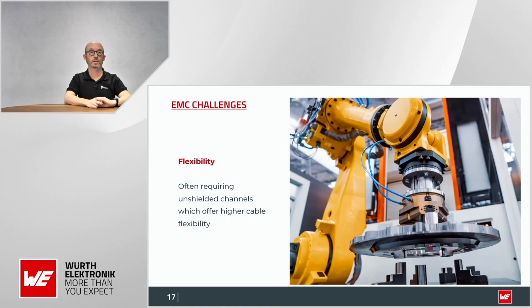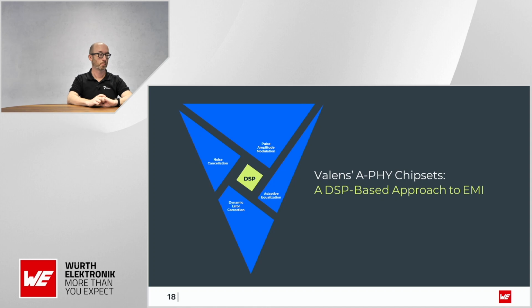A second challenge in this industry is the demand for flexibility, similar to the example with the doors feeding through a wire. Here, the picture of the industrial robot shows it requires flexibility in all dimensions, and this often means it is required to use unshielded channels, which offer higher flexibility. So this countermeasure of using shielding is often not possible as well. But are there alternatives? Yes, there are.